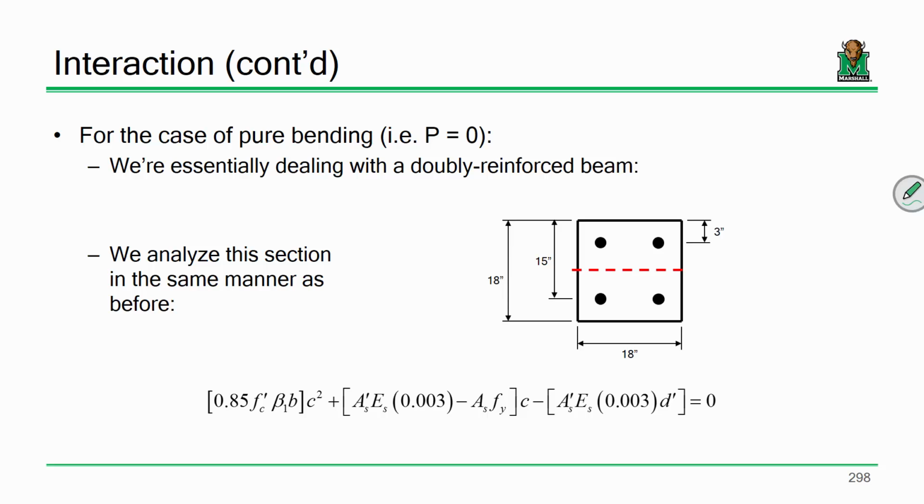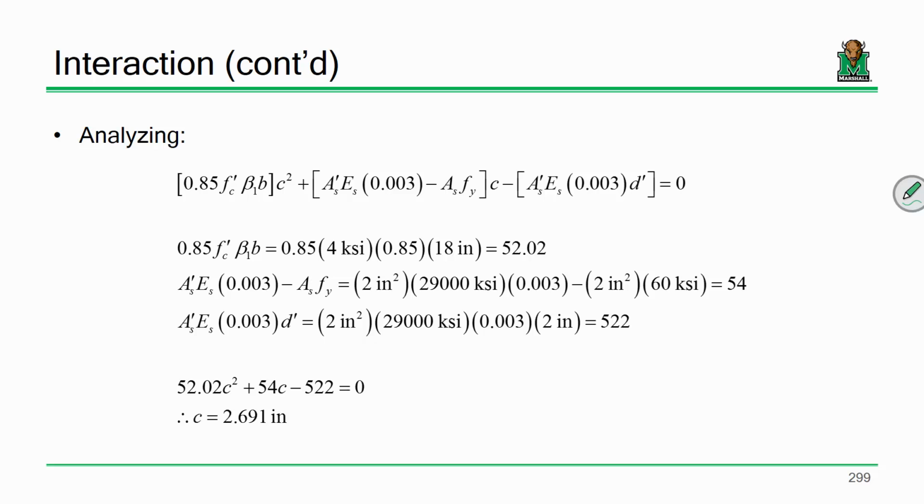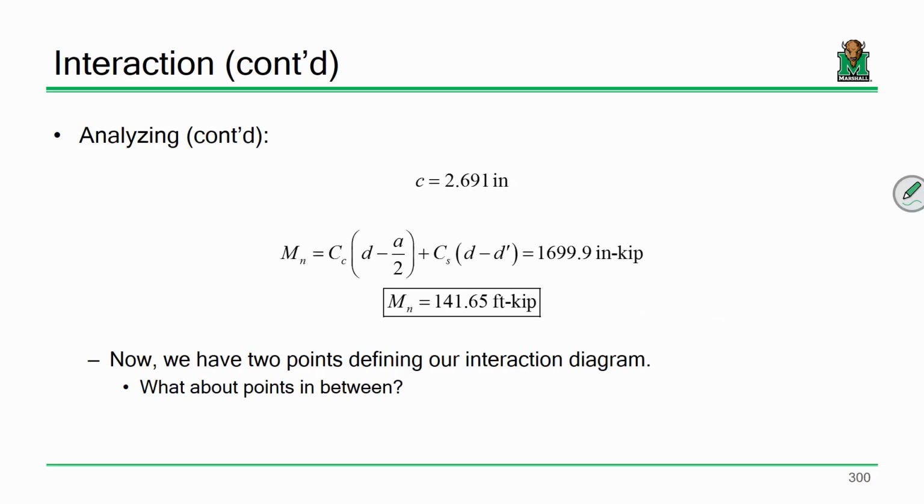Okay. So if you've got pure bending, we do the same thing we did before. Remember, we had that quadratic expression. We solve for C, using your Casio or whatever, get a C value, and then we say, all right, here's your nominal moment capacity, so on and so forth. Okay? So now we've got 2 points on our interaction diagram.